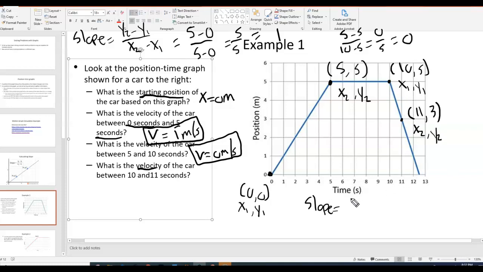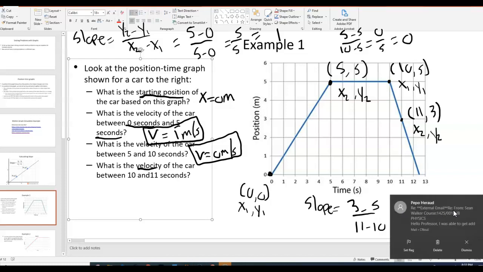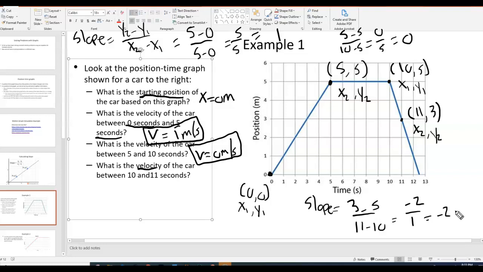So I plug into the equation for slope. y2 minus y1 is 3 minus 5, divided by x2 minus x1, that's 11 minus 10. That's going to be negative 2 divided by 1, and that's negative 2. So for the velocity of the car between 10 and 11 seconds, I would write v equals negative 2 meters per second. Notice that this is a negative velocity.